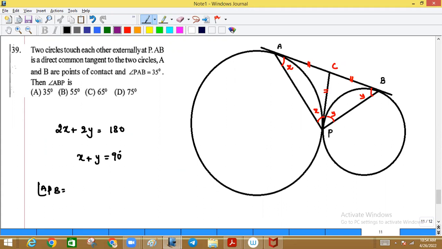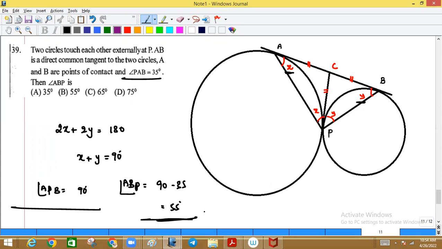APB is 90 degrees. Okay, he is asking you ABP. Now we know it is a right angle triangle. If it is 90 degrees, PAB is given. If it is theta, then this becomes what? 90 minus theta. Therefore, angle ABP is equal to 90 minus 35. That is how much? 55. So I want you to remember this because we know that it is a right angle triangle, right angle at P. So the other two angles are what? If one angle is theta, the other angle is 90 minus theta.